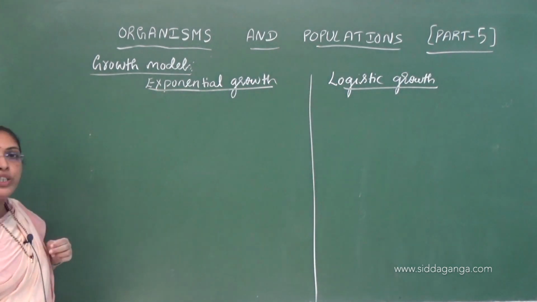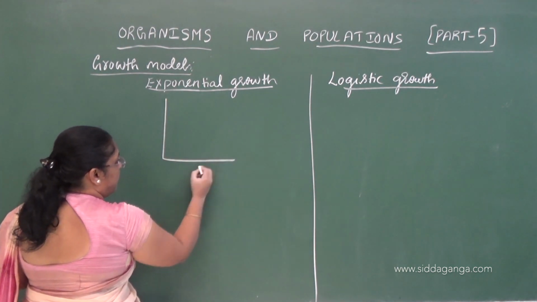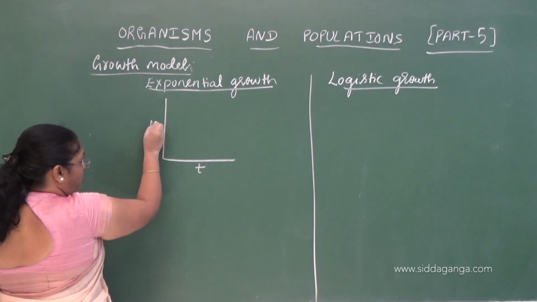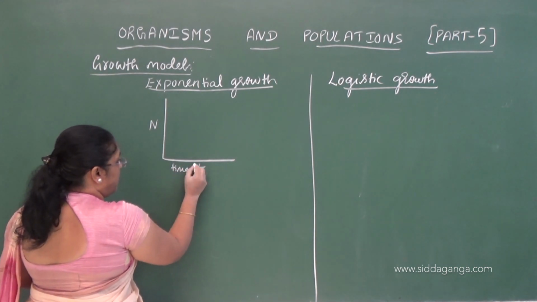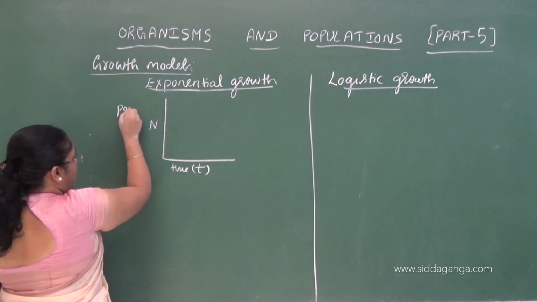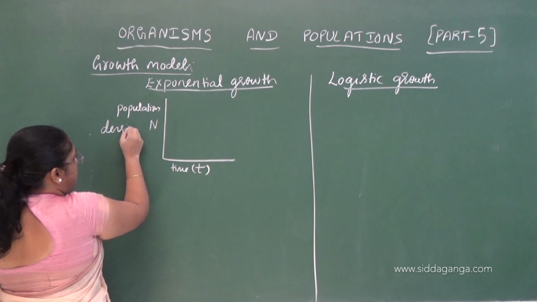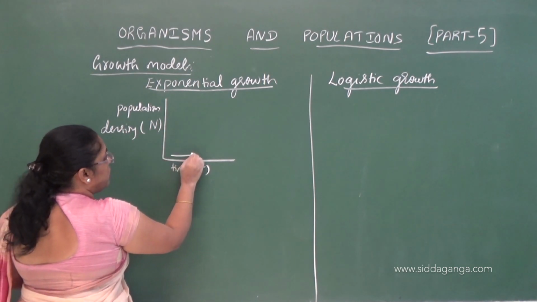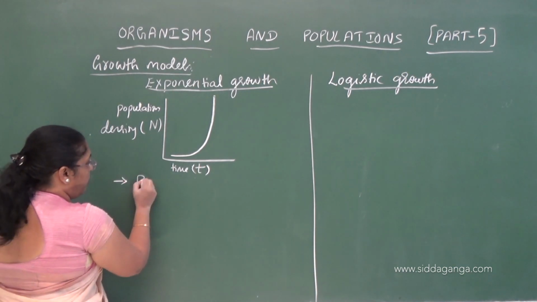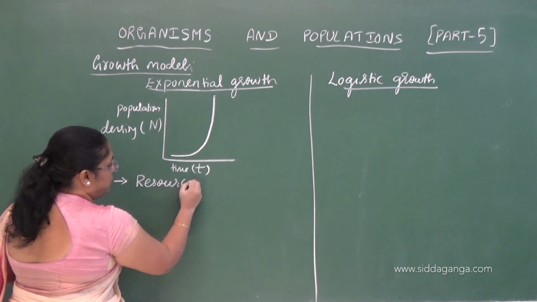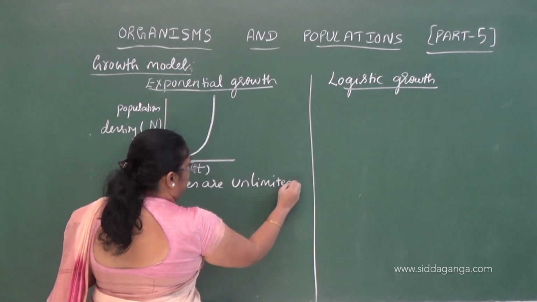In the exponential growth, we'll draw this. This is time and this is population density. We see J-shaped growth. So this type of growth we see when resources are unlimited. Understood?